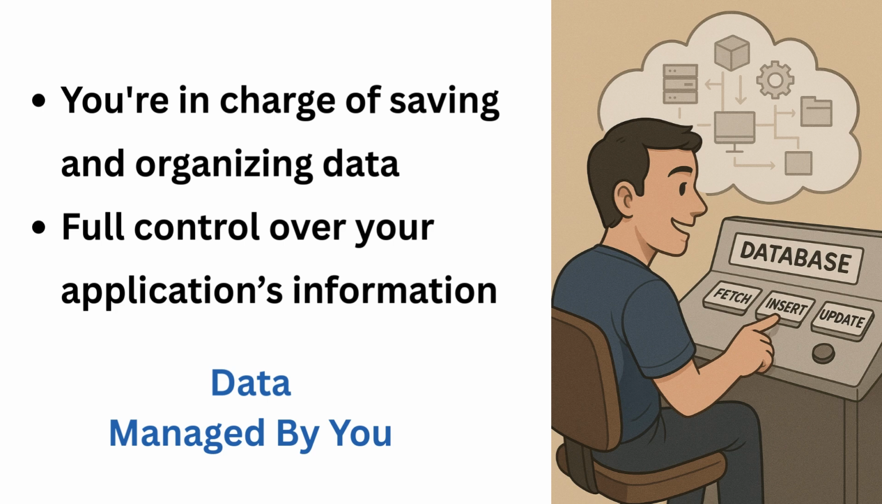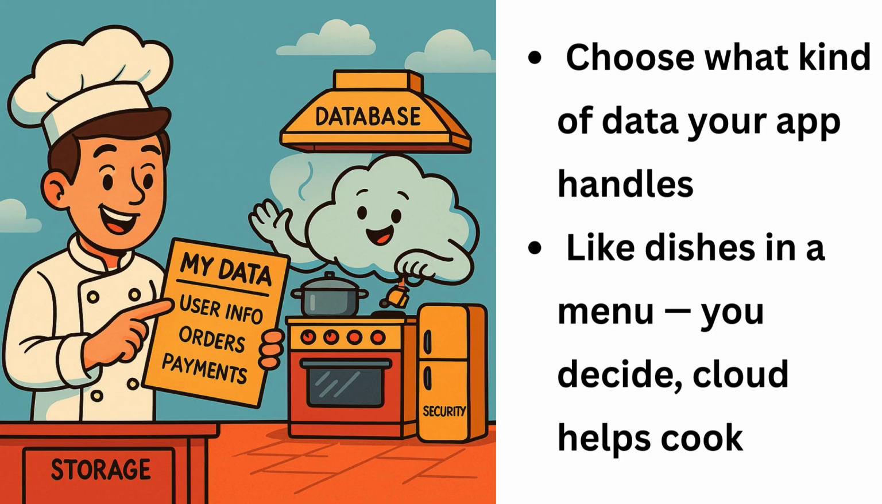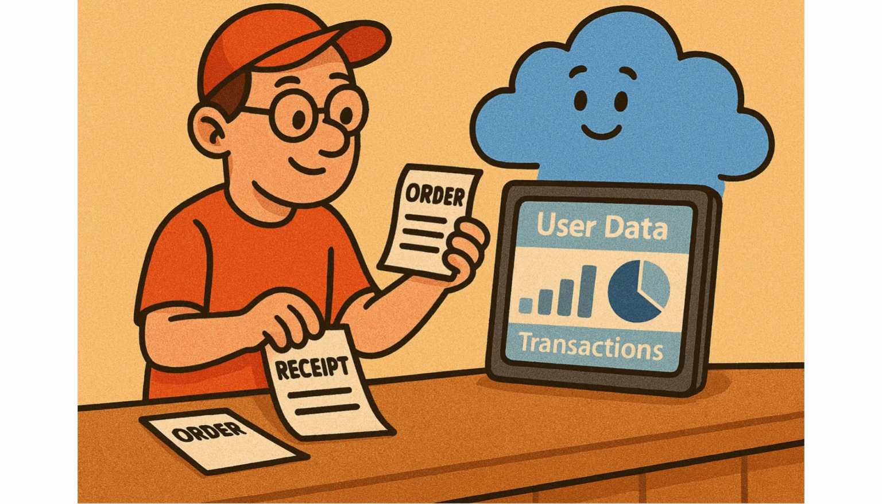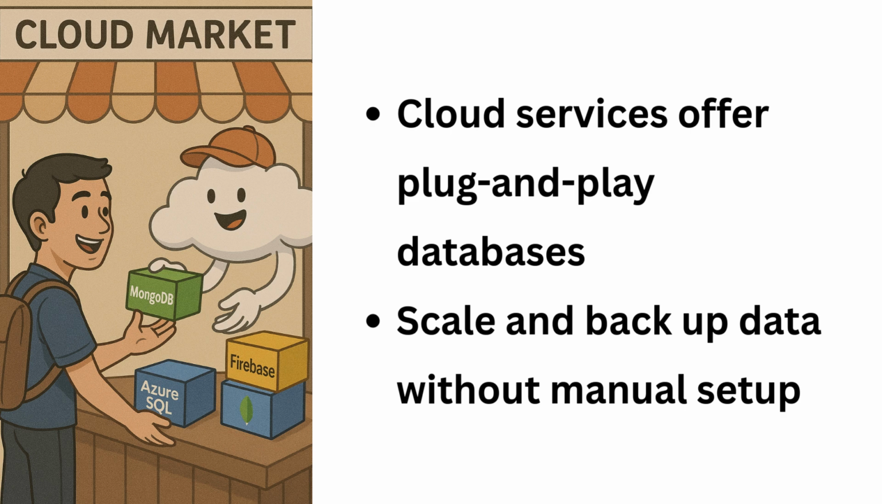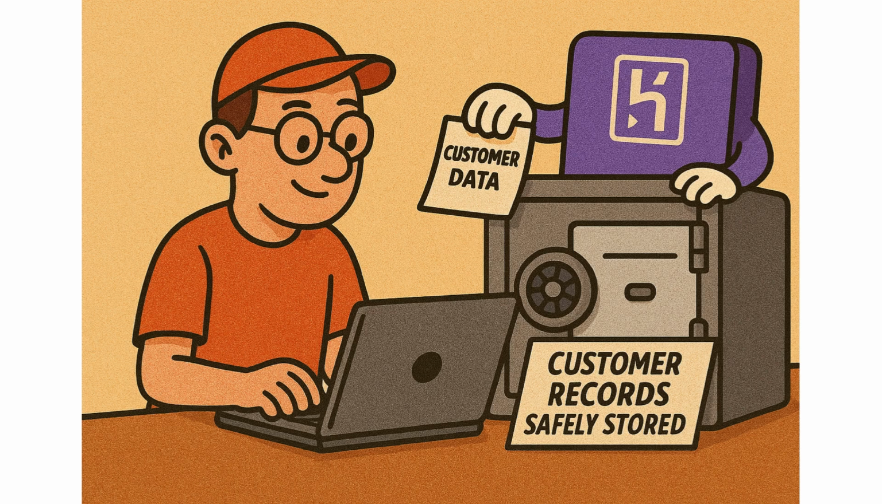Data, managed by you. Analogy, you decide which dishes, data, to cook and store. You manage your customer orders, user data, and transactions. You can use cloud-managed databases like Azure SQL, Firebase, etc. Example, use PostgreSQL on Heroku to store customer records.